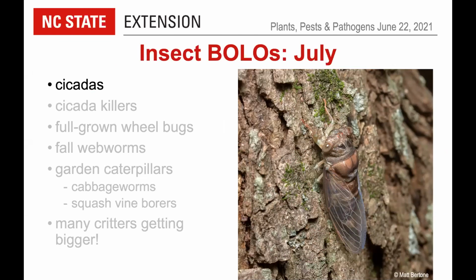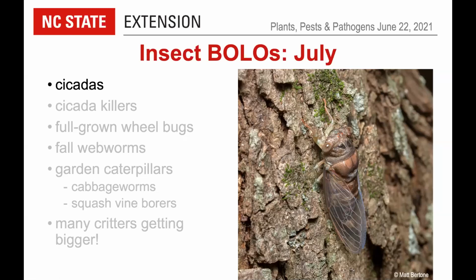This one is newly emerged. You can see it has very pale or a little clouded wings because they haven't completely hardened yet. But these are typically brown and green with a little bit of white, very large cicadas, making a lot of noise, those stereotypical summer noises in the trees.